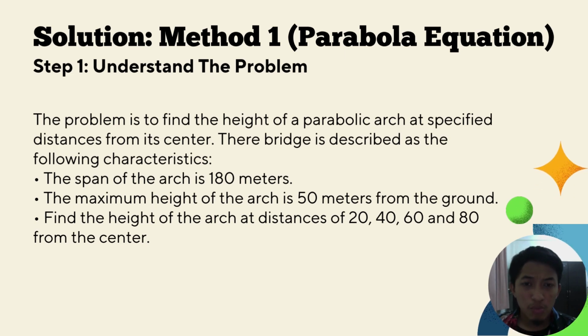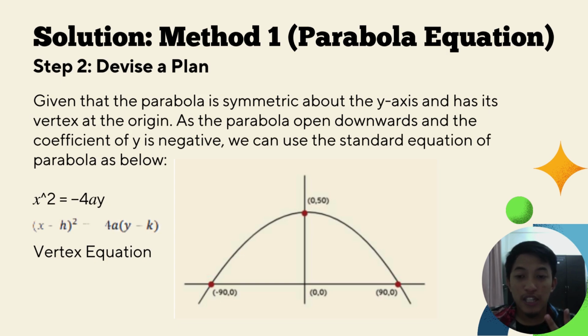For the first solution, we will use the parabola method while using Polya for this parabolic method. In Polya, we have 4 steps and step number 1 is understand the problem. So the problem is we need to find the height of the arch at distance 20, 40, 60 and 80 from the center. For the second step, we need to devise a plan where we have a very useful diagram here. The diagram will help us to plan and coordinate the actual plan.